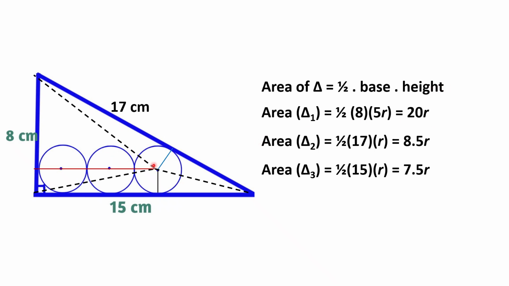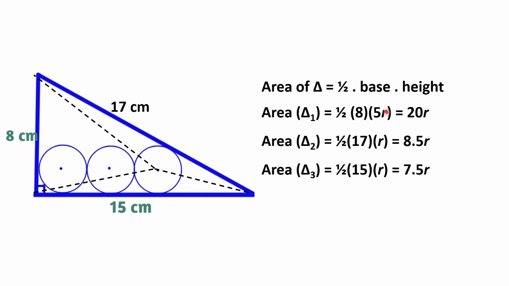Now look at the second triangle. The base is 17 centimeters and the altitude is r. Look at the blue blinking line. The blue blinking line is the radius. So the base is 17 and the altitude is r. So half into base into height, that is 8.5r. Now look at the third triangle, the black blinking line. The base is 15 and the height is r, the radius. So base 15, altitude r. So we get half into 15 into r, 7.5r.